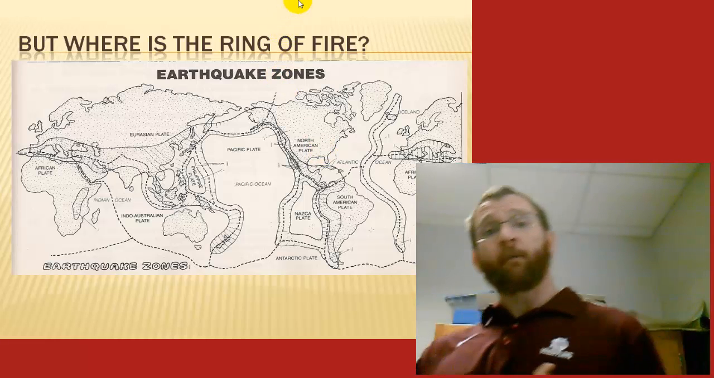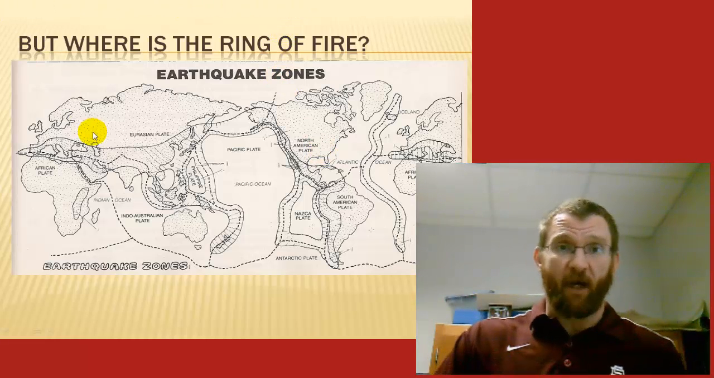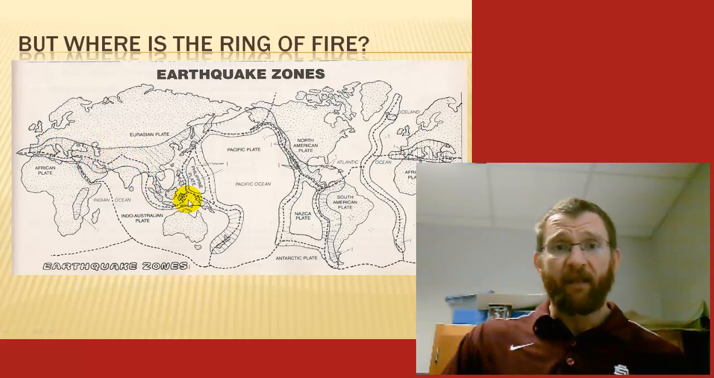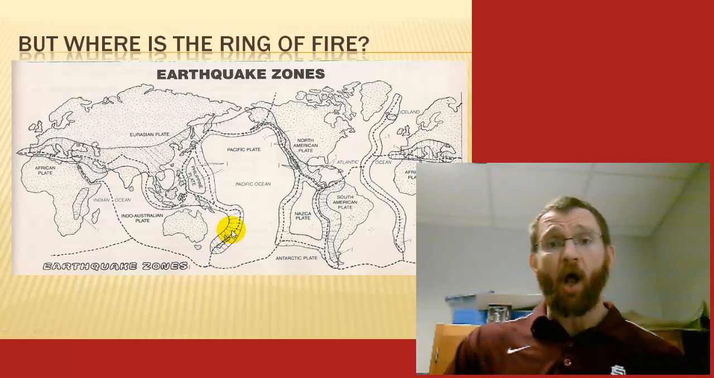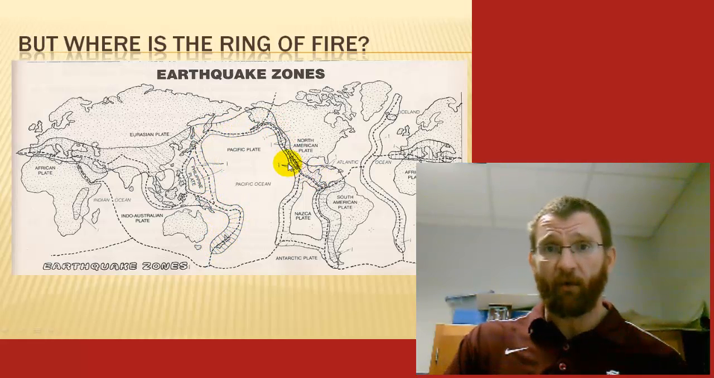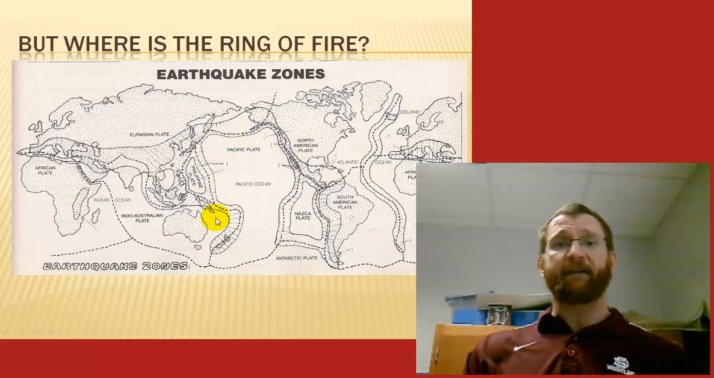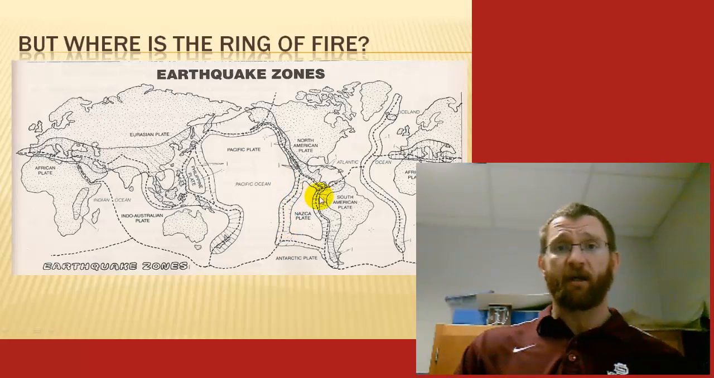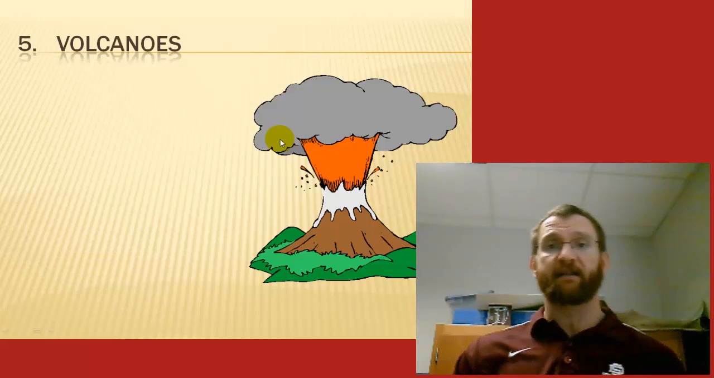Okay? So these are earthquake zones. The areas on this map that are earthquake zones are the areas that are outlined here. They're not all outlined with the dotted lines, but you can see the little code right there that shows you. Now, the Ring of Fire is the area that is around the Pacific Ocean right here. And you can see it along the west coast of North America and South America.